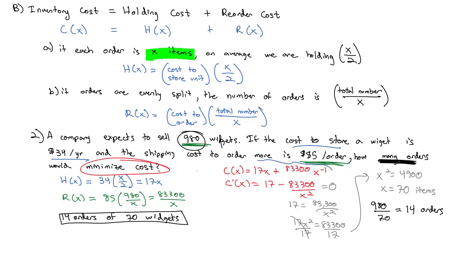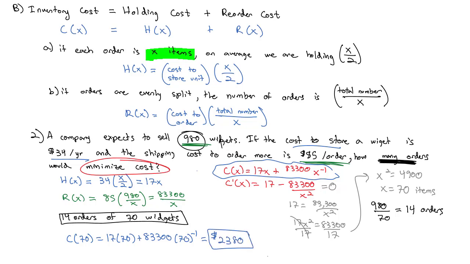And we actually could go one step further if we wanted to figure out what the cost is. I could use this cost function. I can plug in that C of x, x is the 70 items, is equal to 17 times 70 plus 83,300 times x, which is 70 to the negative 1, which really means divide by 70. And when I put that on my calculator, I get that the total inventory cost is going to be $2,380.